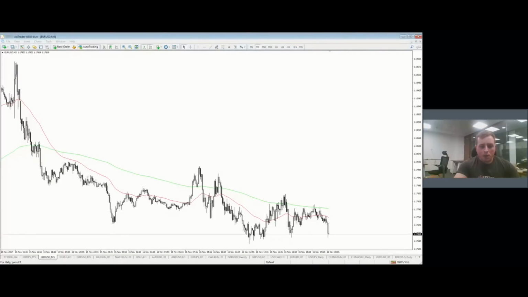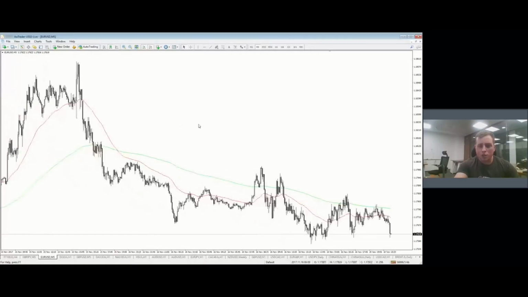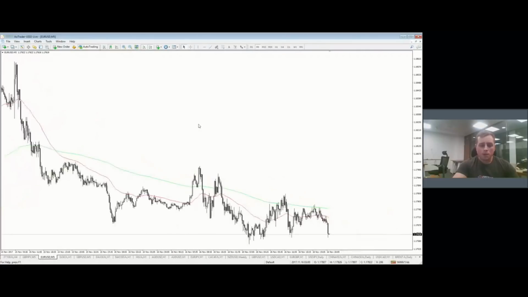So I'm now switching over to my charts. So I've got a pretty plain chart here. Intraday trading for me here at Samuel & Co. Trading pretty much lies on the 5-minute and 15-minute time frame.